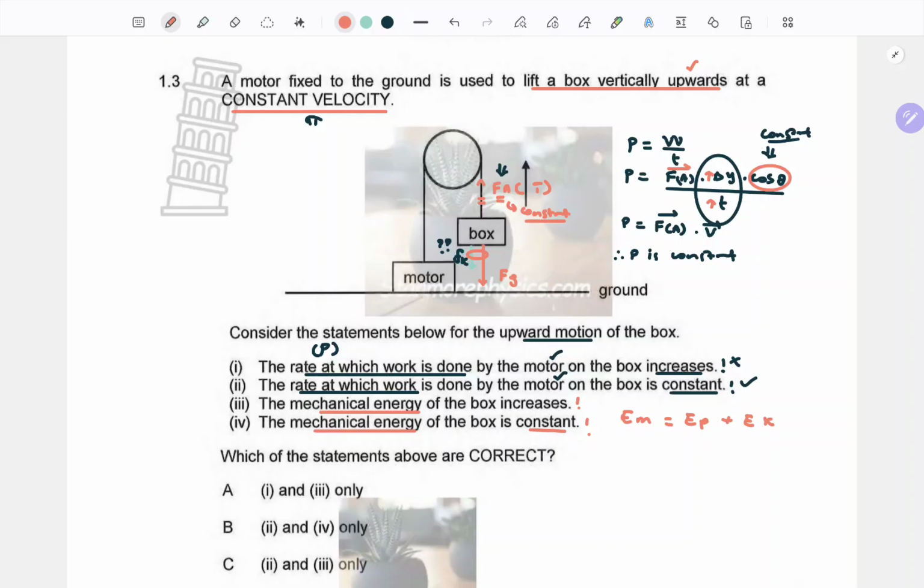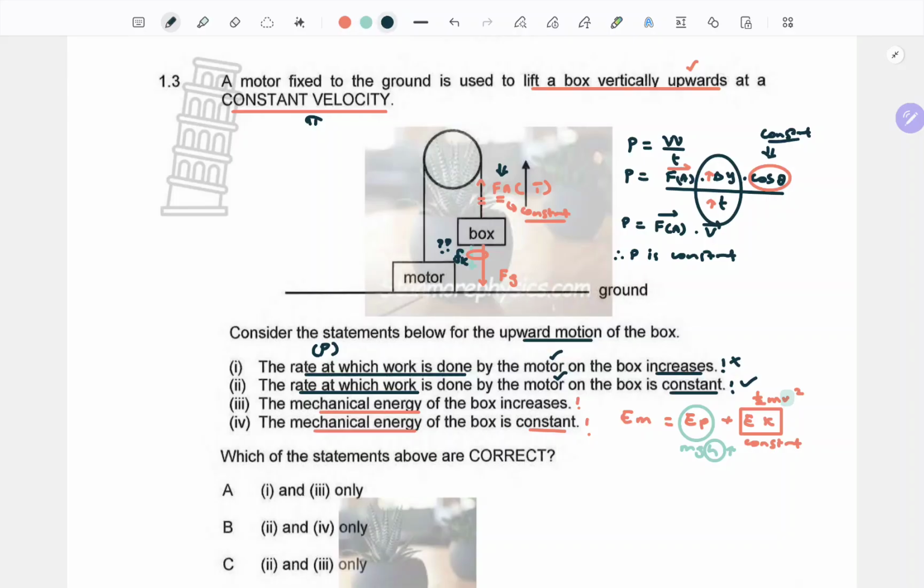But now, we know that the kinetic energy, since it's related to velocity, because this is half mv squared, and we know that the velocity is constant, whereas the mass of the object is constant, and that 0.5 is also a constant. So this one is constant, right? But potential energy is a different story, because potential energy is mgh, and we can see that the height keeps on increasing as the object is being lifted higher and higher.